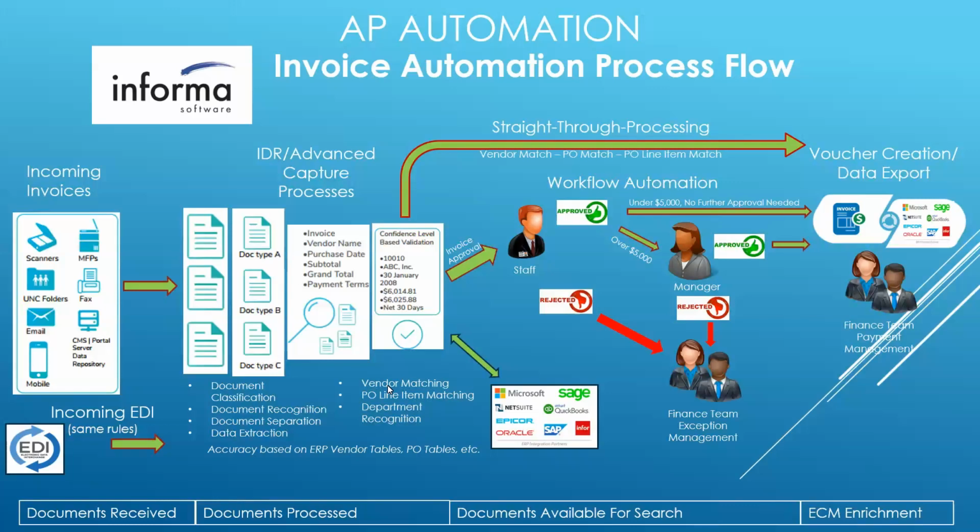Maybe we're not seeing that vendor, so it can create a workflow that it would go to the proper person to say, oh, we have a new vendor, or wait, we're getting an invoice from someone that we don't do business with. So what do we want to do about that?